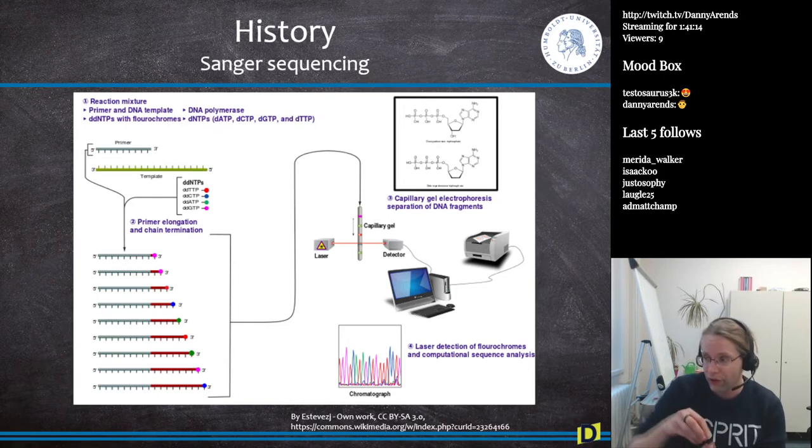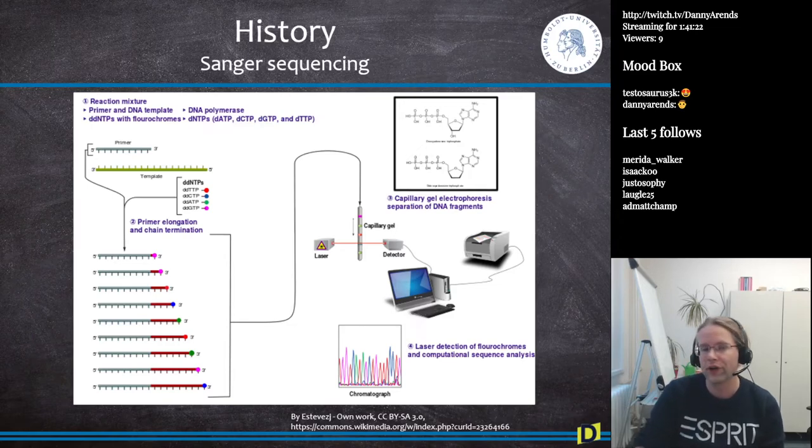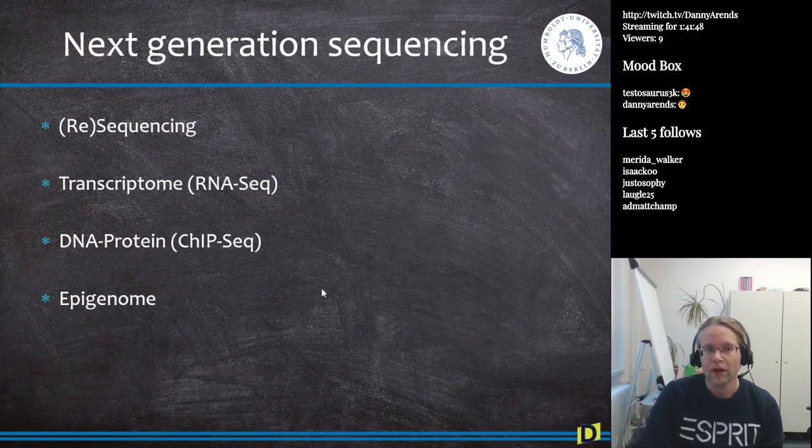So it's nothing more than a very small tube which has agarose gel in there, and then molecules are just pulled through the agarose gel either by gravity or by electrophoresis, and then you have a laser and a detector and that's it. So it's a very cheap machine to build yourself. You can actually build one at home if you want. And then, of course, based on the detector you can get this chromatograph based on the color. So these are the classical ways of sequencing, and Sanger sequencing is still used a lot.